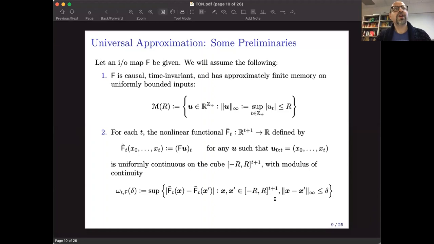Right? So if you think back to your universal approximation theorems for neural nets, it's very similar. You need to impose some sort of assumptions on all of these things. You need to impose some assumption on the function you're trying to approximate. In this case, this causal, time-invariant map has approximately finite memory, but there's also some additional continuity that we need. Okay, so here's the result.